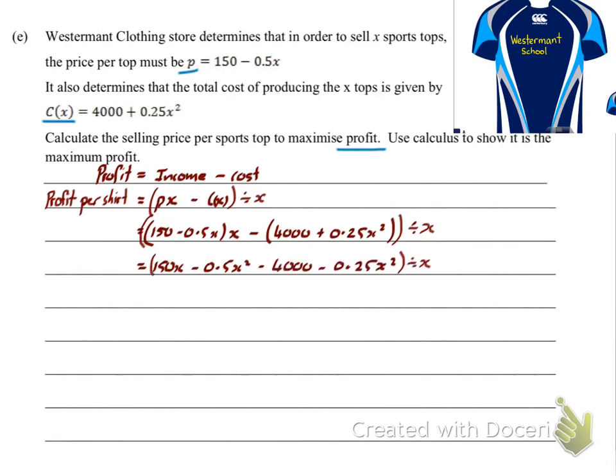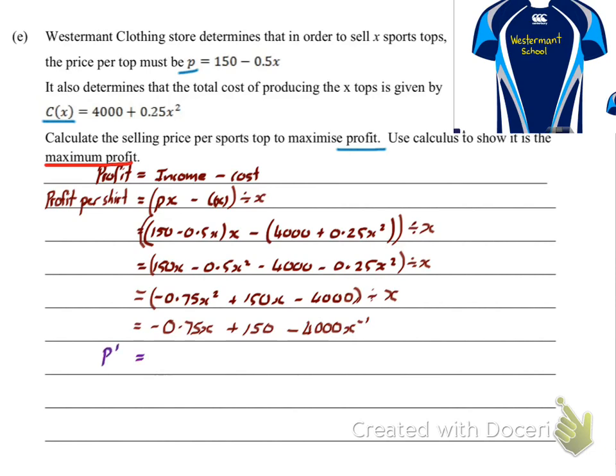Remember, all of that is divided by x. Tidy up what's inside the brackets. Again, it's all divided by x. And then divide x into each of those terms. And there's our profit per shirt.